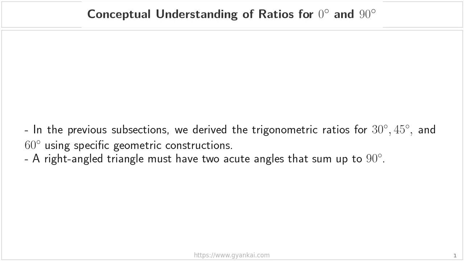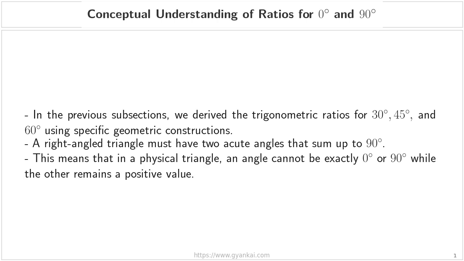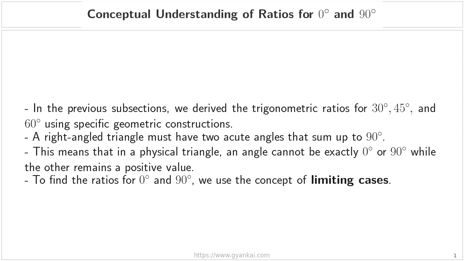We know that in any right-angled triangle, the two acute angles must add up to 90 degrees. If we follow this rule strictly, it means that in a physical, tangible triangle, an angle cannot be exactly 0 degrees or exactly 90 degrees, while the other angle remains a positive value. If one angle were 90 degrees, the other would have to be 0, and we wouldn't have a triangle anymore. So, how do we find the ratios for 0 degrees and 90 degrees?